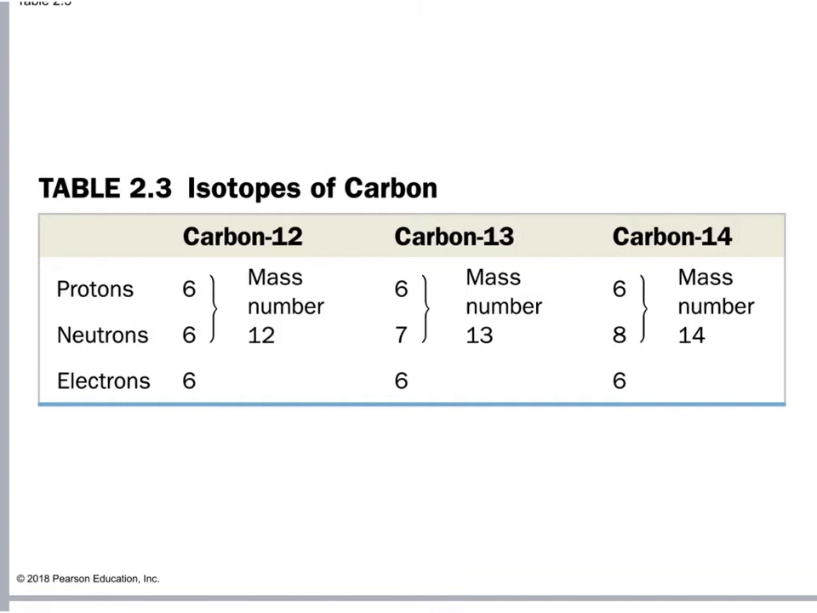You still have the same number of electrons and the same number of protons, which is the atomic number, but you have a different mass number, so it's varying in weight. That only comes from the neutrons. So that's an isotope of carbon. All three of these, carbon-12, carbon-13, and carbon-14, are the element carbon, but they're isotopes of carbon.